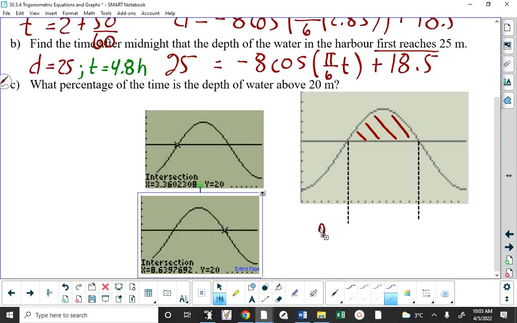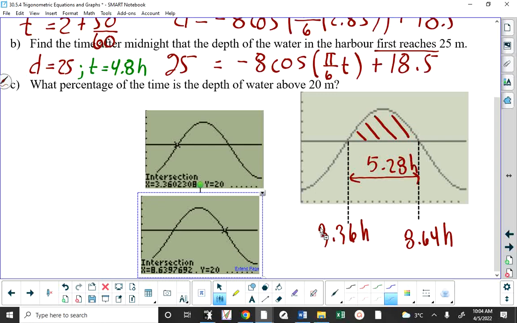So it's about 3.36 hours to 8.64 hours. Can you confirm the same numbers? Okay. So how many hours is the water above that? Well, we can subtract those two to get a difference of 5.28. Thank you.